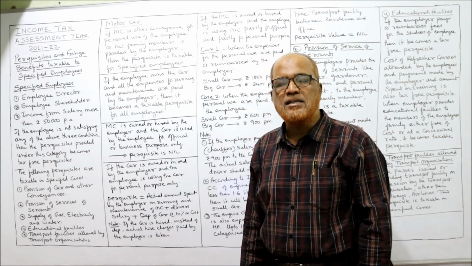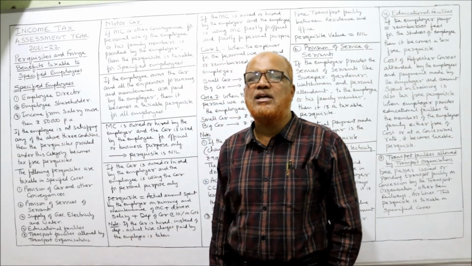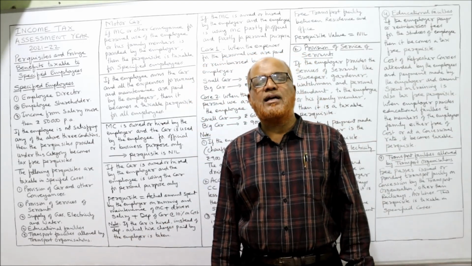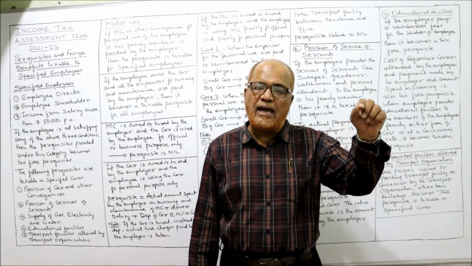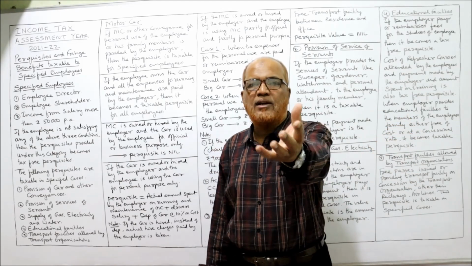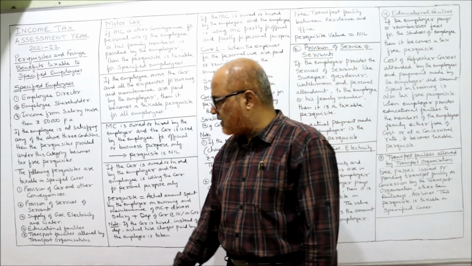Then it is a taxable perquisite for specified employees. Thirdly, supply of gas, electricity and water. Sometimes the employer will provide the gas, electricity and water, which is in the name of the employer, but these commodities are provided freely to the employees. It's a taxable perquisite in specified cases.